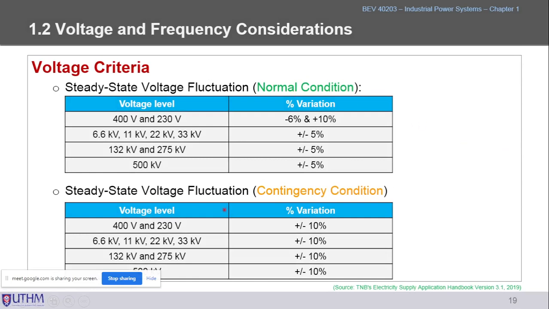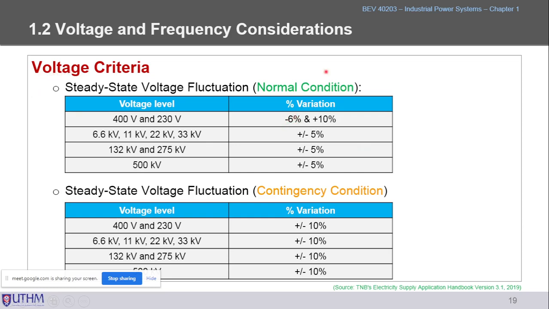Okay, so this is the tolerance. When we design for the IPS, we need to bear it in mind, and it depends on the voltage level. Normally the IPS will be in this category, from 33 kV to 400 volts three phase. It is divided into two. One is the steady state voltage fluctuation, which is the normal condition. So these are the variations for 400 volts. The upper limit is a maximum of plus 10% only, and the lower limit is minus 6% of the voltage variation.